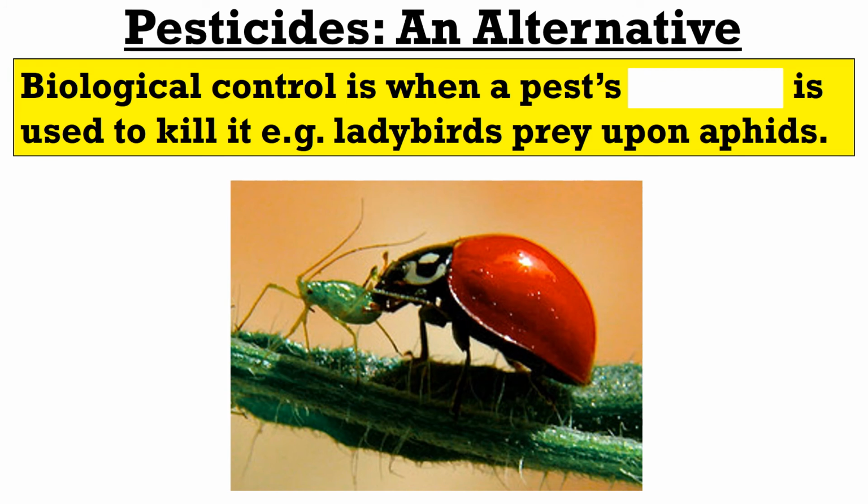One of them is called biological control. Biological control is when, with a pest, something is used to kill it. Maybe you can work it out, you'll know this word. If you've got a problem with aphids, what you can do is introduce ladybirds because they are the predator of aphids. So that's biological control. You're controlling the pest population by adding in something which consumes it.